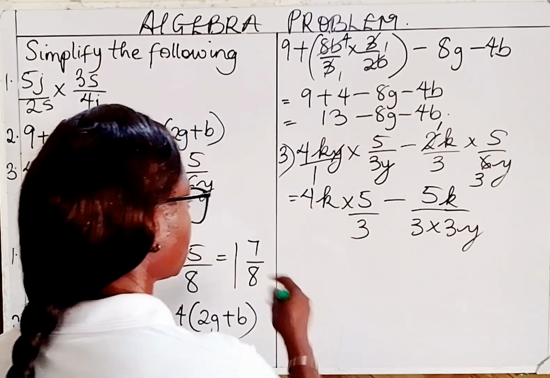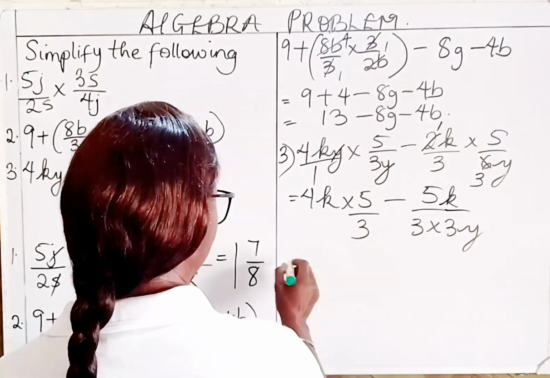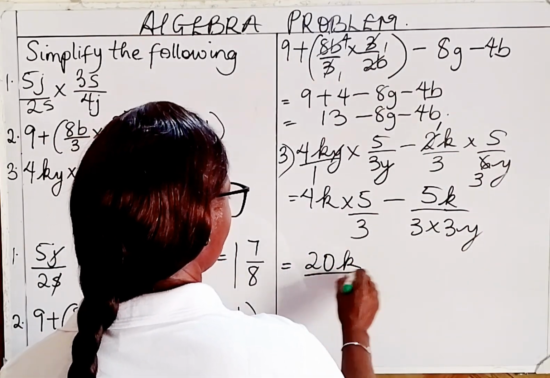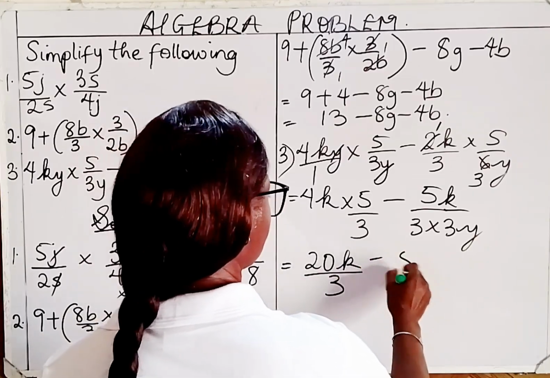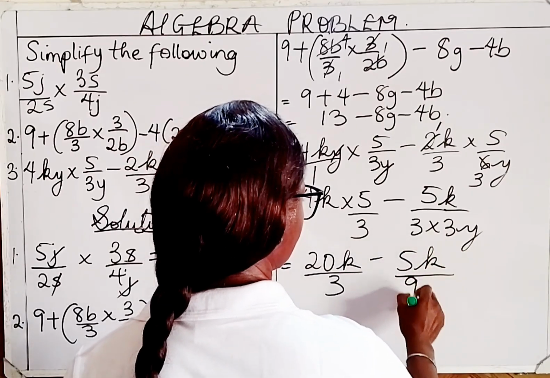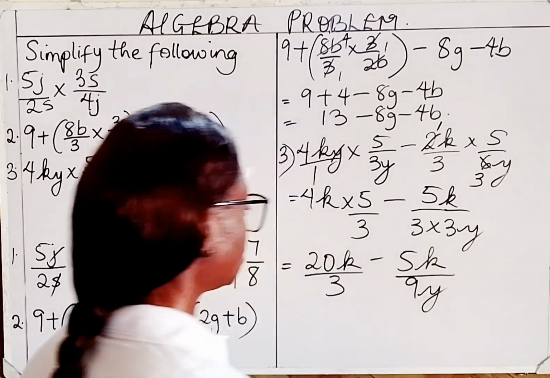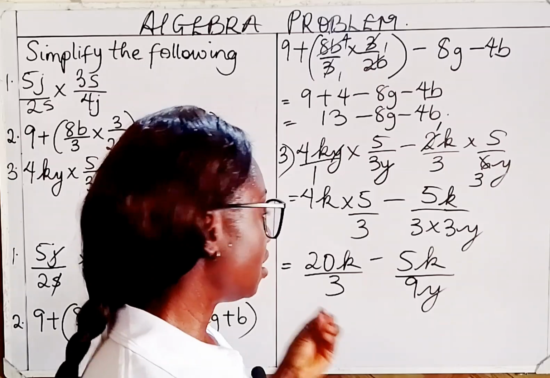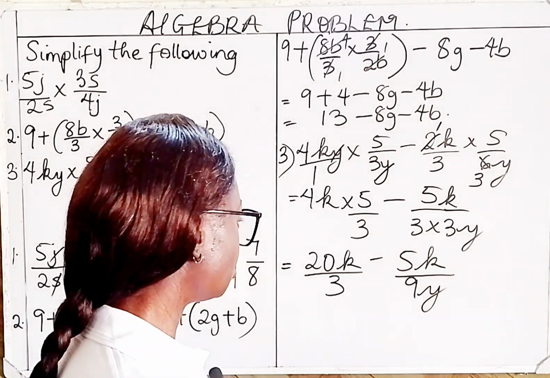So what do we do next? We multiply them together. So we have 20k over 3 minus 5k over 3 times 3y equals 9y. Alright, we can't go further than this. This is the final answer for the question.